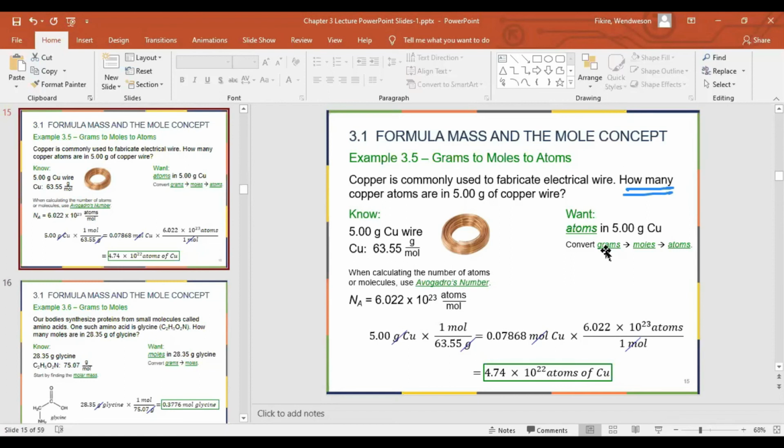So the first thing that we need to do is convert grams to moles, and then after moles, convert that into atoms. So we have a given value, 5.00 grams. We multiply that by 1 mole divided by 63.55, and we get the mole value, 0.07868 mole, and we multiply that by 6.022. A lot of times you get confused with the 10 to the power of 23. Please don't worry about that.